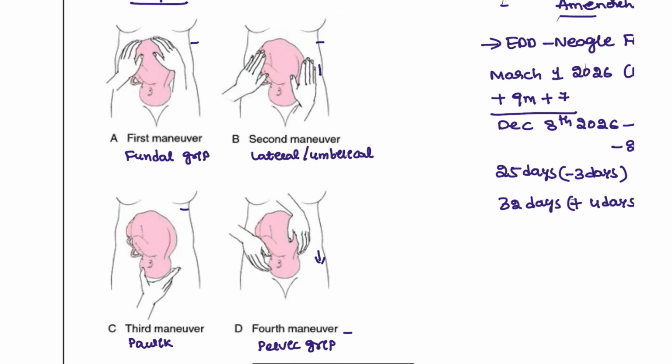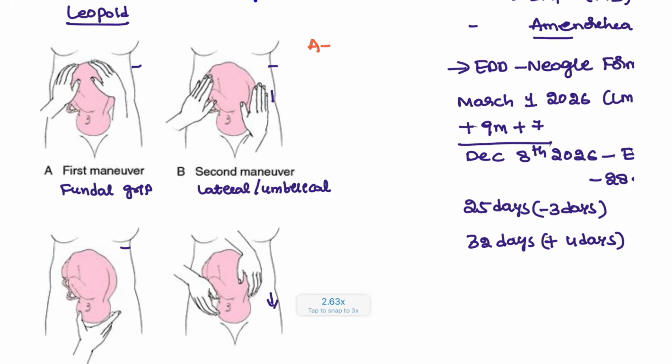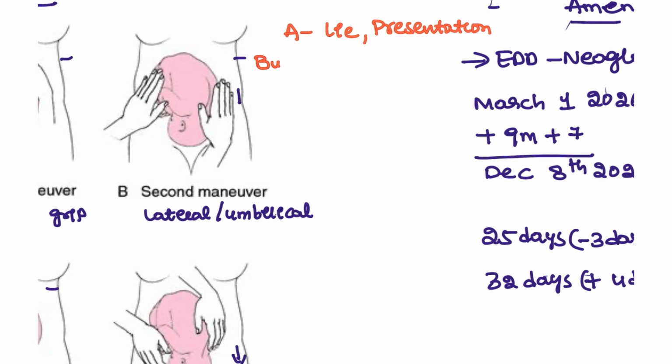This question has also been asked in the examination: what are we checking in all the Leopold's maneuvers? In the first maneuver, that is A, we are checking the fetal lie and how the baby's presentation is seen. For example, if you feel the breech of the baby, it is going to be soft and irregular. If you feel the head, it is a cephalic presentation, and the head will be ballotable.